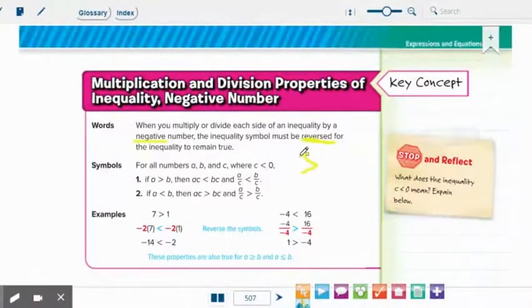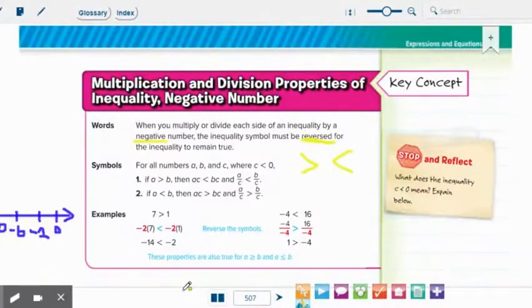For example, if it was a greater than symbol, we are going to flip it and make it a less than symbol. Let's take a look at the examples. 7 is greater than 1. Now, if we multiplied both sides of this inequality by -2, let's see what happens. -2 times 7 equals -14. -2 times 1 equals -2. So now let's compare the numbers. -14 is now less than -2. We had to flip the symbol.